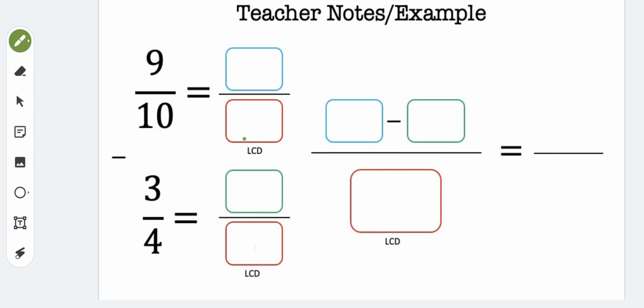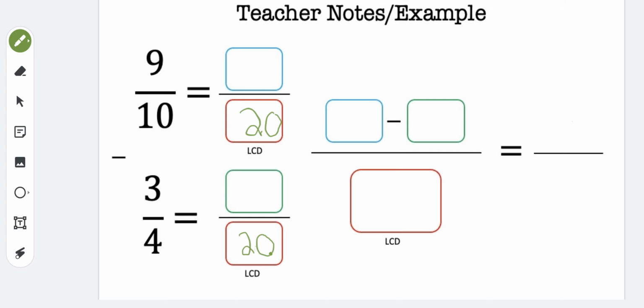So remember, the golden rule when it comes to fractions is in order to subtract fractions, you have to have common denominators. And notice our denominators are 10 and 4. So our least common denominator is going to be our least common multiple. So the least common multiple of 10 and 4 is 20. So let's put a 20 right inside each of the denominators.